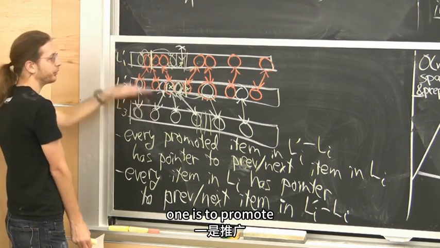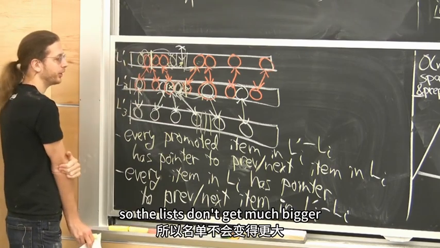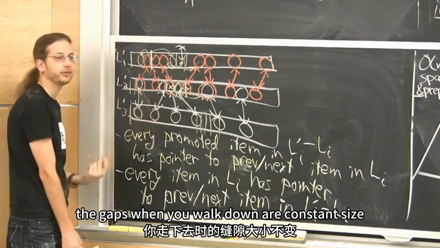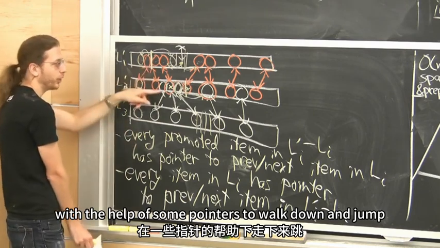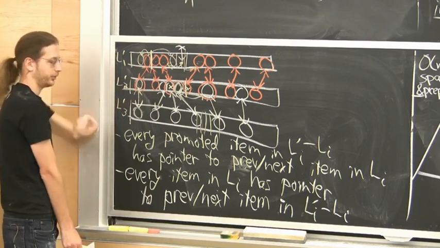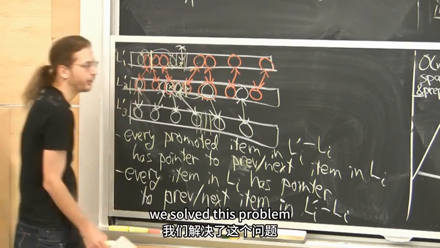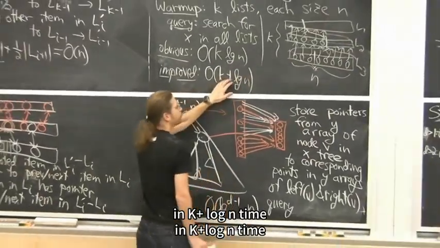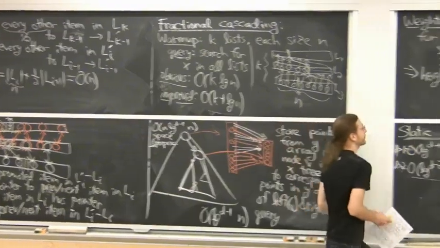There's 2 main ideas. One is to promote recursively up, just a constant fraction, so the lists don't get much bigger. Because it's a constant fraction, the gaps when you walk down are constant size, and so you basically get free relocalization within each list with the help of some pointers to walk down and jump left and right between the 2 colors. Okay. That's basic fractional cascading in that we solved this problem of search within k lists, each of size n, in k plus log n time, which is kind of amazing, I think. Pretty cool.